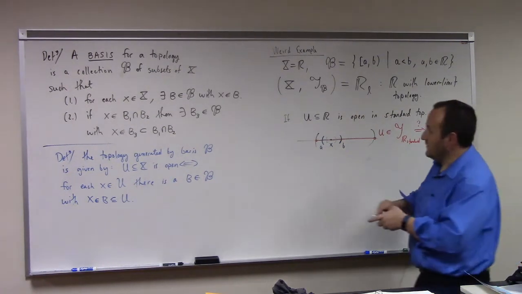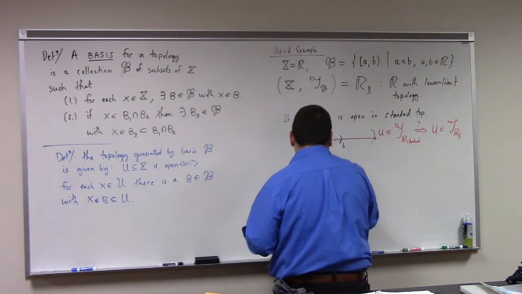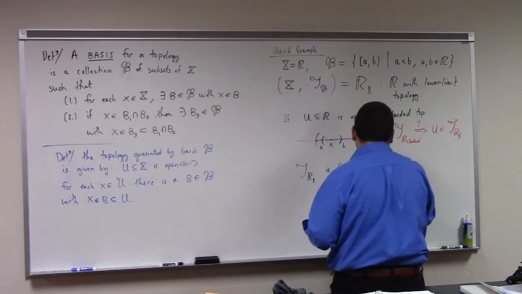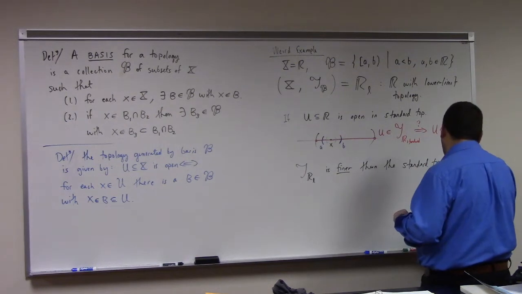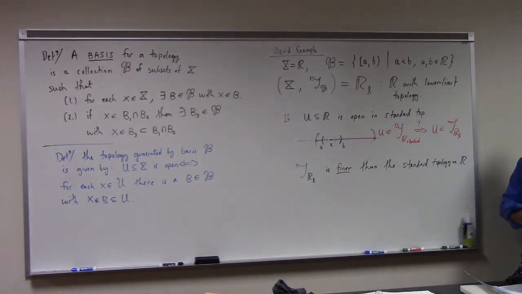In other words, what I've explained is that the lower limit topology is finer than the standard topology on R. That means it generates more open sets? Yes, it has more sets which are considered open. It has everything that's considered open on the reals already, and then some. Right.